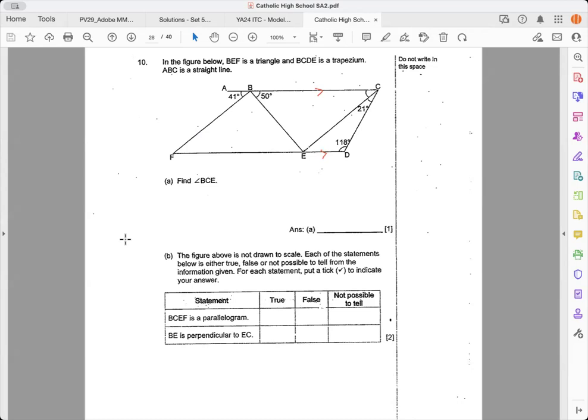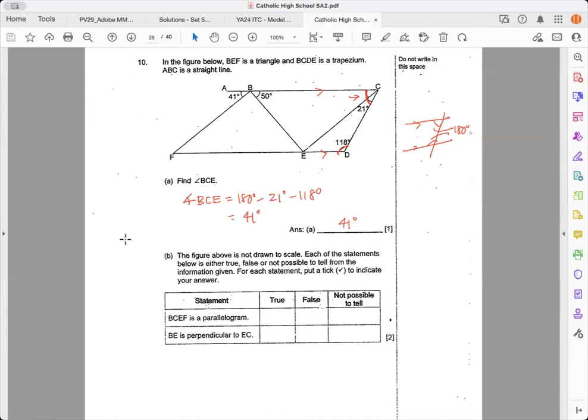So what you do is we know that the interior angles inside parallel lines add up to 180 degrees. These two angles add up to 180 degrees. Meaning this angle plus this angle should add up to 180 degrees. So I can find angle BCE, which is this one, will be equal to 180 degrees minus 21 minus 118. I will get 41 degrees.